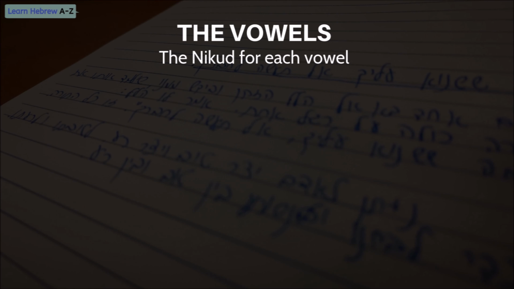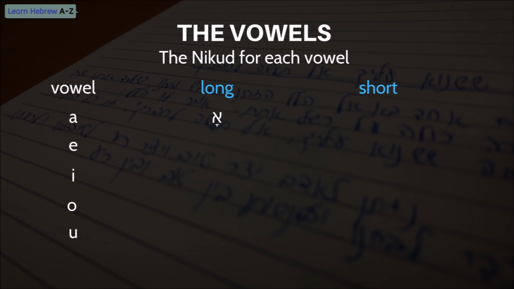Let's look at the nikud. Notice that the nikud divides into long vowels and short vowels. This is a remnant from ancient Hebrew. In modern Hebrew, this has no effect on pronunciation, but does affect nikud rules.